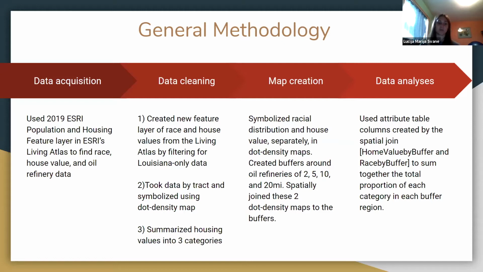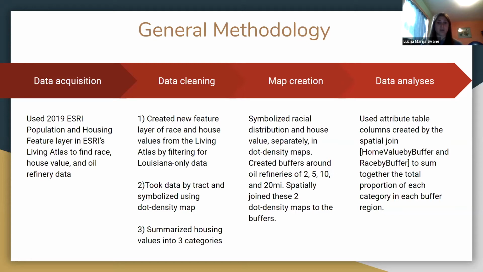And we used that specific layer because we couldn't find any good data on the average household income in Louisiana for 2019. So we thought that we could use house value categories to represent that in a certain way.